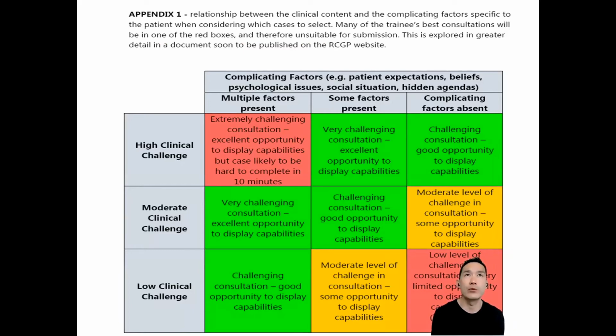So for example, if you saw a patient who had a cough, weight loss, they're a smoker, they're worried about cancer, then we already know what we're going to do. There's very low clinical challenge to that as a case.